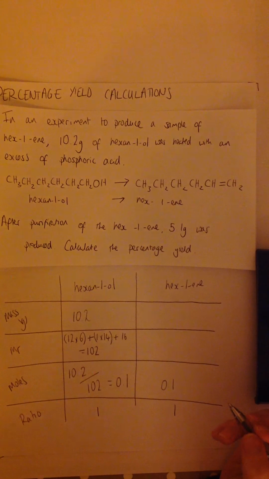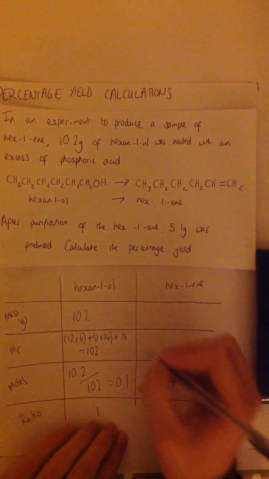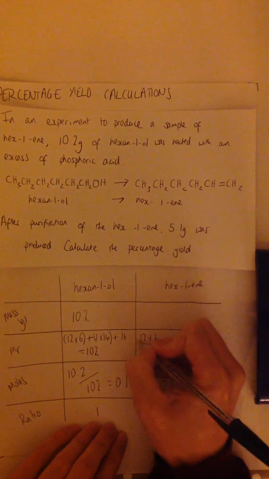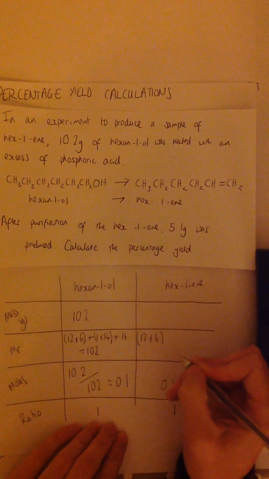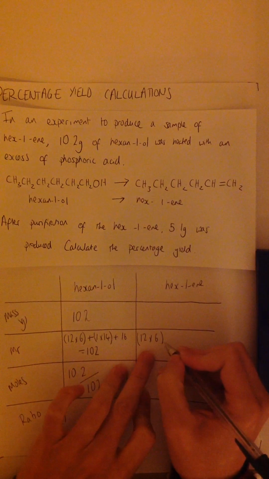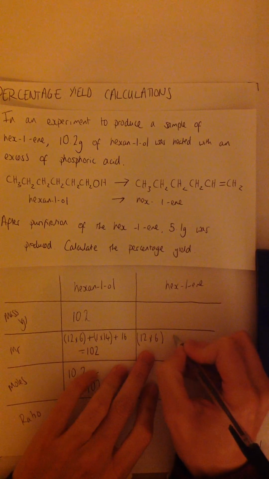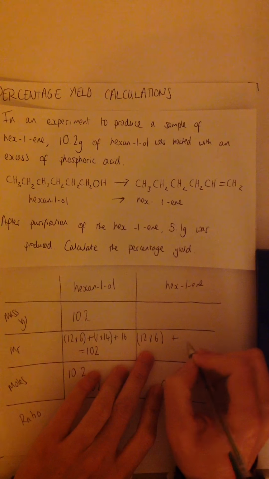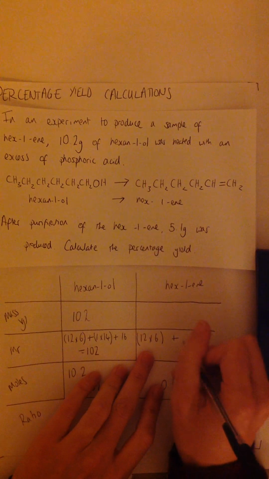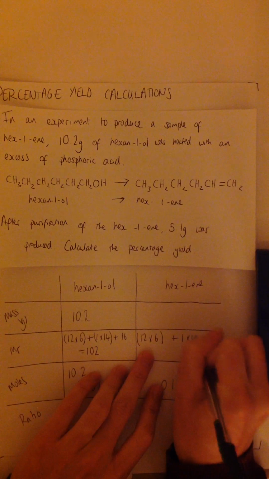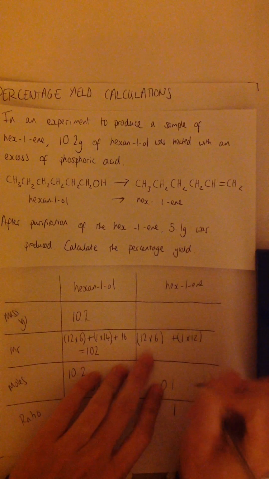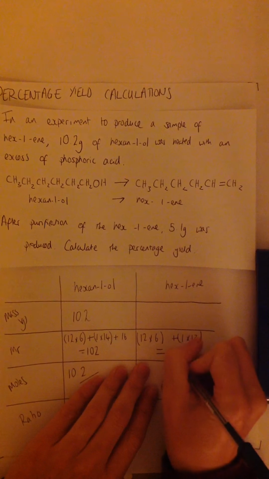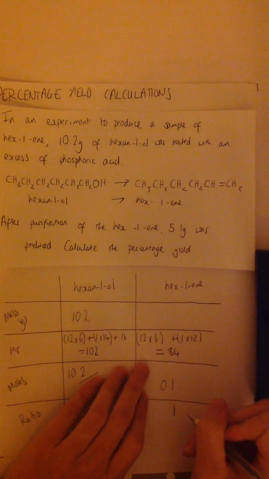Now I need to calculate the MR value of hexene. Again, 12 multiplied by 6. 12 for the atomic mass number of carbon, and we have 6 of them, plus the hydrogen atoms, and we have 12 of them. So 1 multiplied by 12, as 1 is our atomic mass number of hydrogen. This gives us a total of 84.